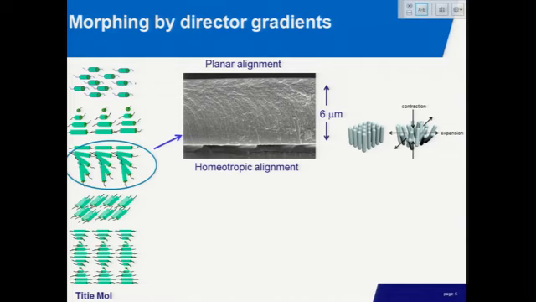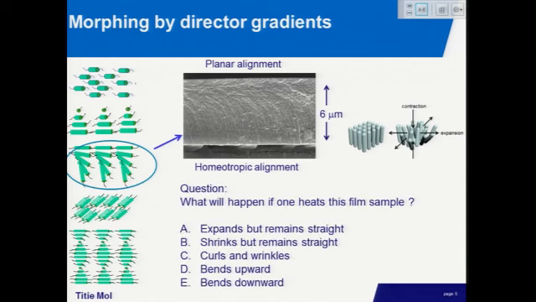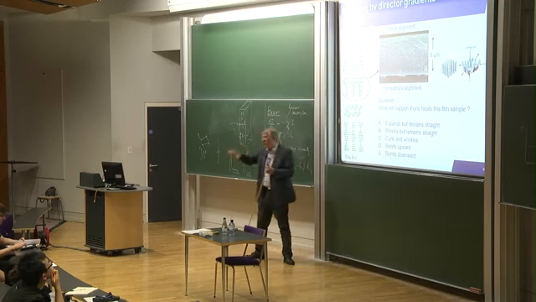And now we are going to play the temperature experiments. And now comes the first question, actually an easy one, I think. The question is what will happen if I heat up this sample. A, will it expand but it remains straight? B, it shrinks and it remains straight. C, it curls and it wrinkles. D, it bends upward. Or E, it bends downward.